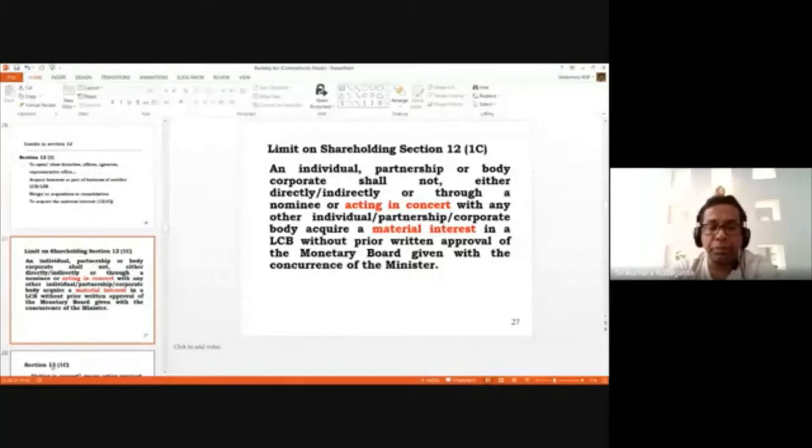You'll see here in this slide, limit on shareholding, which is dealt with in section 12(1)(c). This section says an individual, partnership or body corporate shall not, either directly or indirectly, or through a nominee or acting in concert with any other individual, partnership or corporate body, acquire a material interest in a licensed commercial bank without prior written approval of the Monetary Board given with the concurrence of the Minister. So you can't acquire a material interest in a licensed commercial bank either singly or collectively with other people acting in concert, directly or indirectly through a nominee.